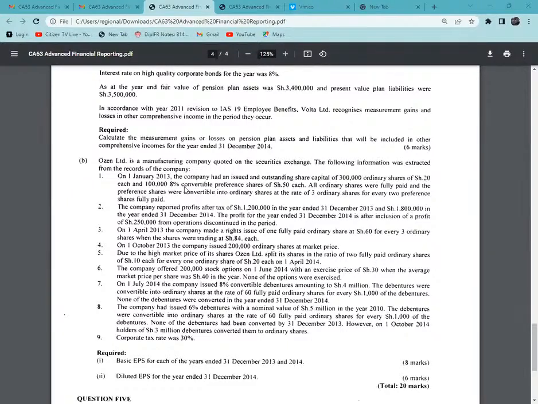Note number 2, the company reported profits after tax of 1.2 million in the year ending 31st December 2013 and 1.8 million in the year ended 31st December 2014. The profit for the year ended 31st December 2014 is after including a profit of shillings 250,000 from operations discontinued in the period. Ladies and gentlemen, we like it that way because whenever we are getting basic EPS, we don't discriminate. The profit after tax we should use when getting basic EPS should be profit for both continued and discontinued operations.